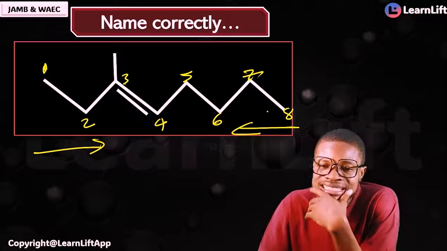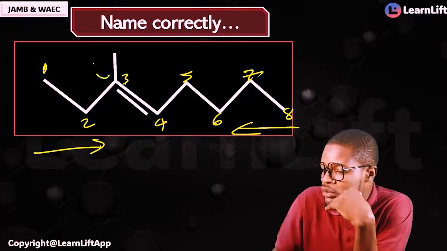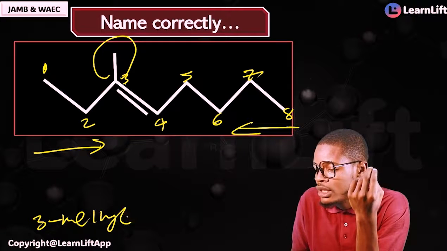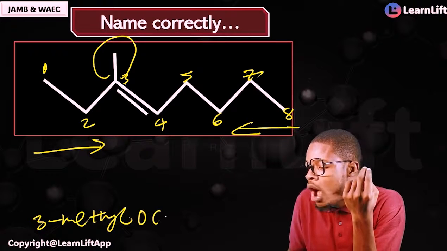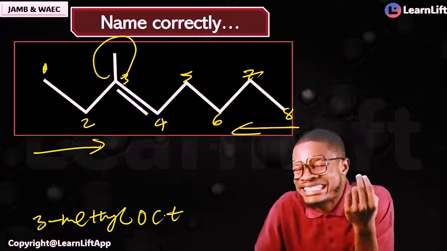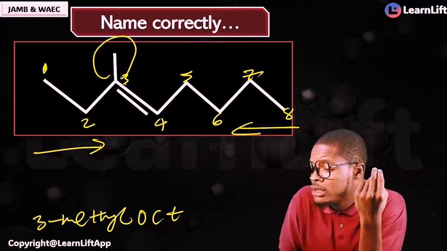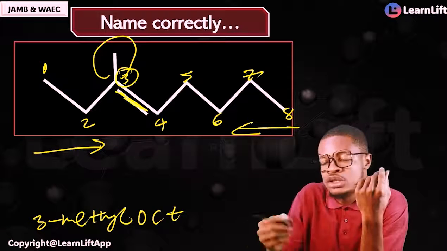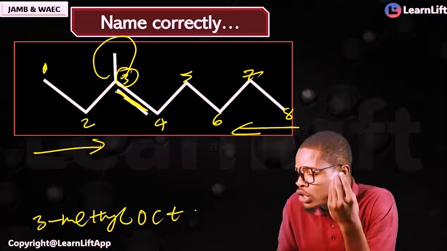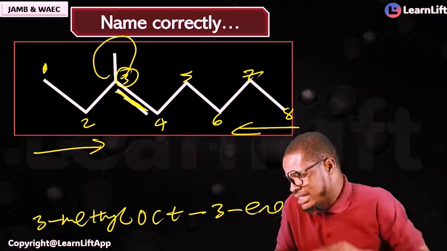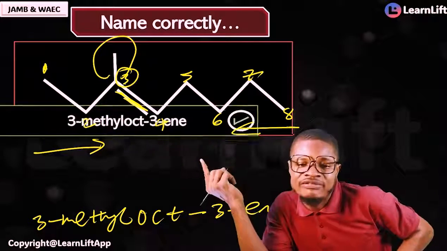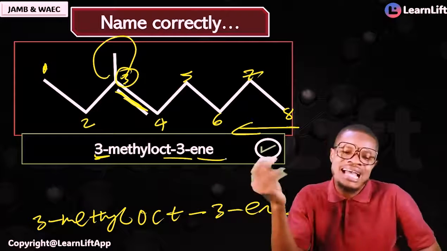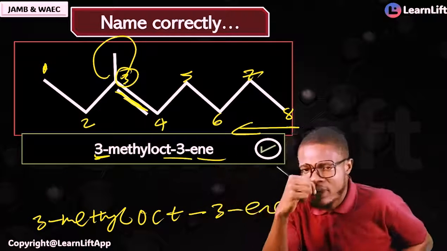8. What's the parent's name? Oct. So this is your what? Your methyl. That's going to give you 3-methyl. Then what? Oct. It's supposed to be octene. But oct, how many ene? The carbon before the double bond. That double bond is on carbon 3. That's 3-methyl oct what? Oct-3-ene. That's the name. 3-methyl oct-3-ene. Very easy, simple, and direct, and you're out of there.